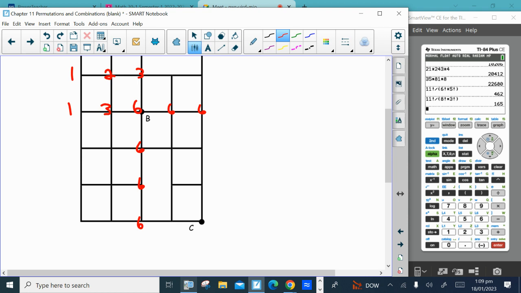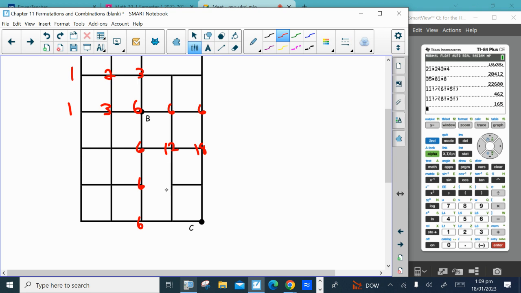And now we need to go from B to C. There would be 12 ways to get there. You can either come from above or from the left. Those are both 6 paths. So now we have a total of 12. 12 and 6 is 18. 18 ways to get there.